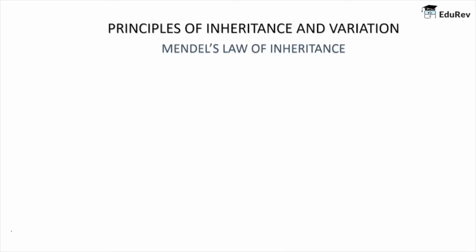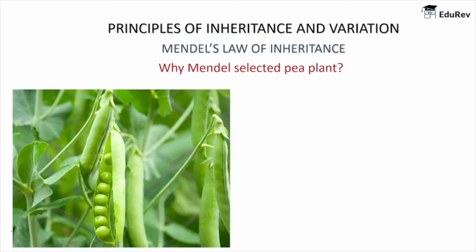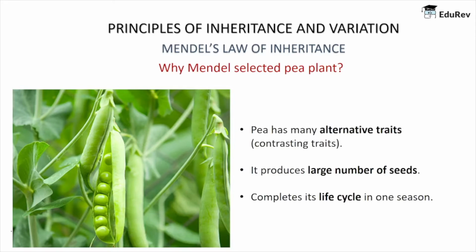Before studying the 2 laws of inheritance, do you know why Mendel selected the garden pea plant for his experiments and not any other plant? It is because pea has many alternative traits, because of which it is easier to study each trait. Mendel observed 7 traits in the pea plant which he studied separately and then gave out some results that we study today.